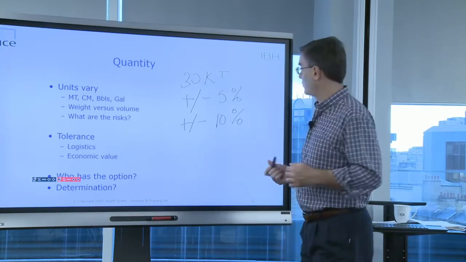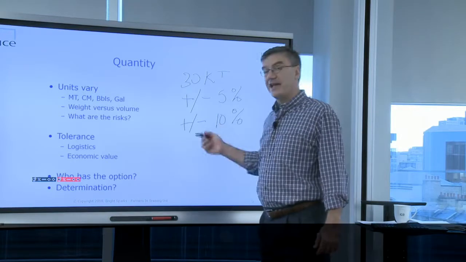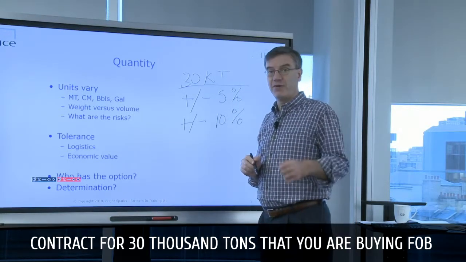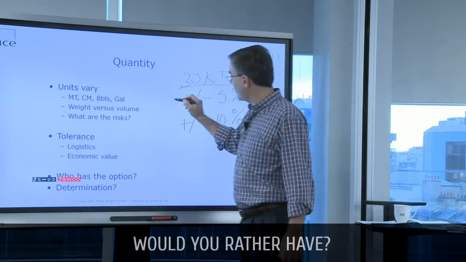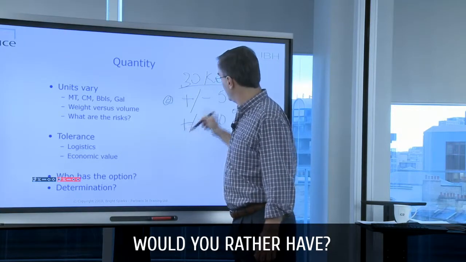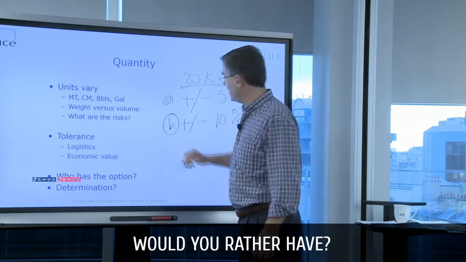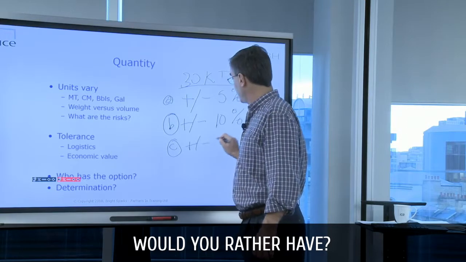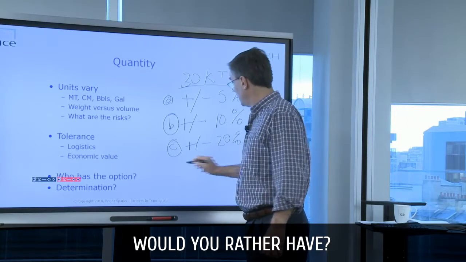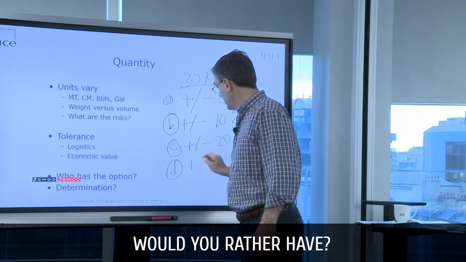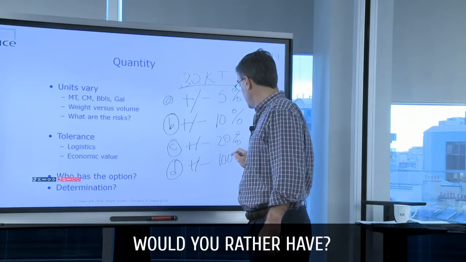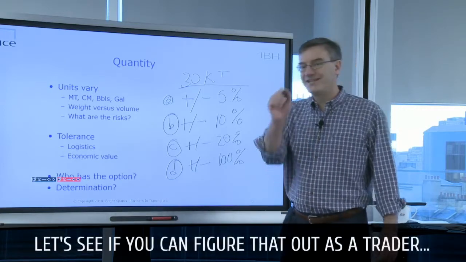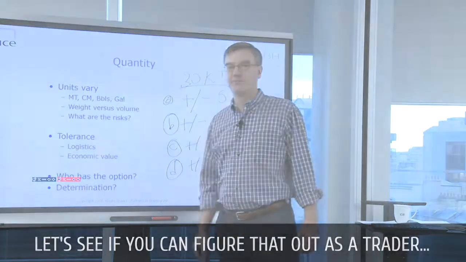We can ask that question or answer it by saying, if you had a contract for 30,000 tons that you were buying FOB, and you're a trader, would you rather have A, plus or minus 5%, B, plus or minus 10%, C, plus or minus 20%, or D, plus or minus 100%? Let's see if you can figure that out as a trader.